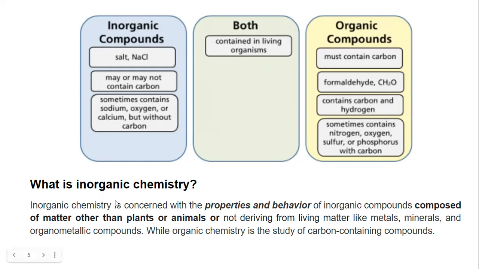So the question is, what is inorganic chemistry? Inorganic chemistry is concerned with the properties and behavior of inorganic compounds composed of matter other than plants or animals, or they are not derived from living matter, and includes metals, minerals, and organometallic compounds, which cannot be extracted or derived from living matter. While organic chemistry is the study of carbon-containing compounds and the extracts obtained from living organisms.